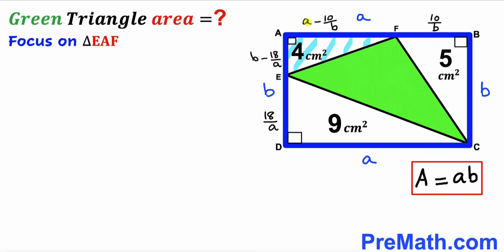Now we are going to focus on this right triangle EAF. Let's recall the area of a triangle formula once again. Area equals a half times base times the height of the triangle.